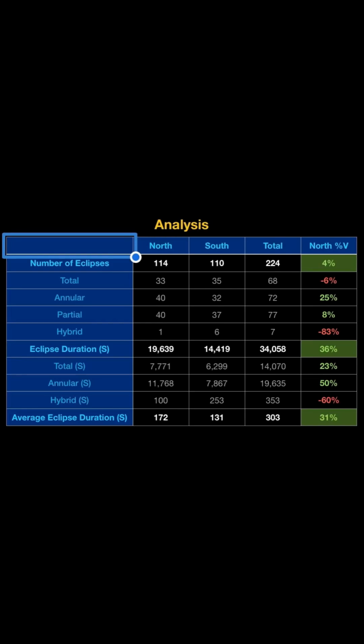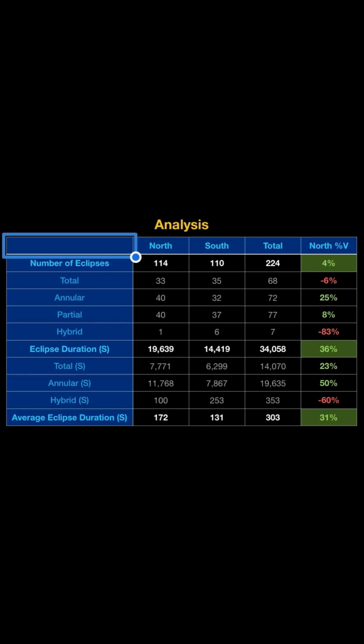In the next section, we see the eclipse duration in seconds. You can see that in the north, overall, the eclipses take 19,639 seconds, while in the south, they only take 14,419 seconds. This means that overall, in the north, eclipses take 36% longer to occur. And of course, by occur, I mean the time it takes for the disk of the moon to fully cross the disk of the sun. We can see that even though the total eclipses are pretty much identical in number in the north and the south, total eclipses take 23% longer in the north to proceed than they do in the south.